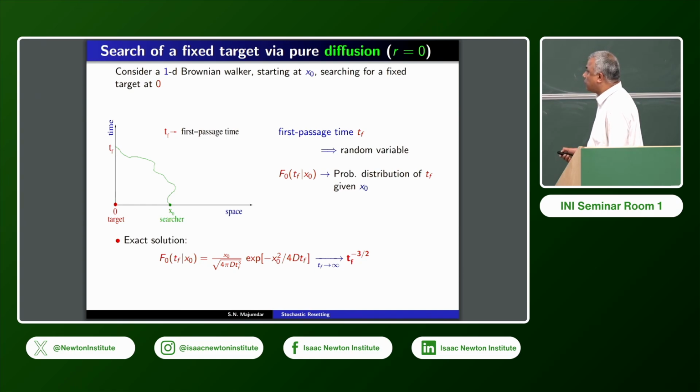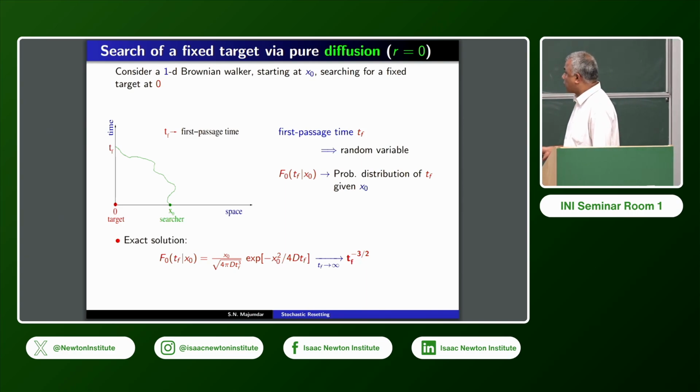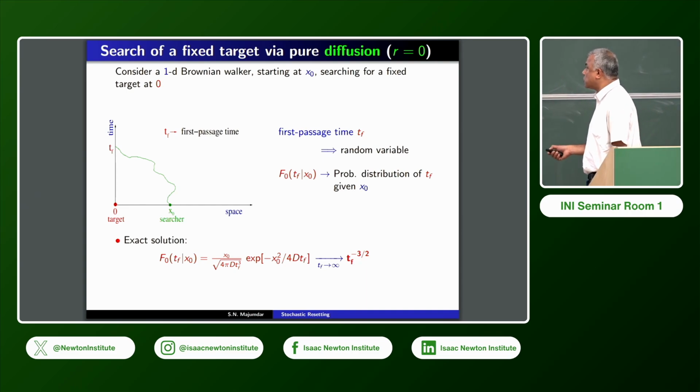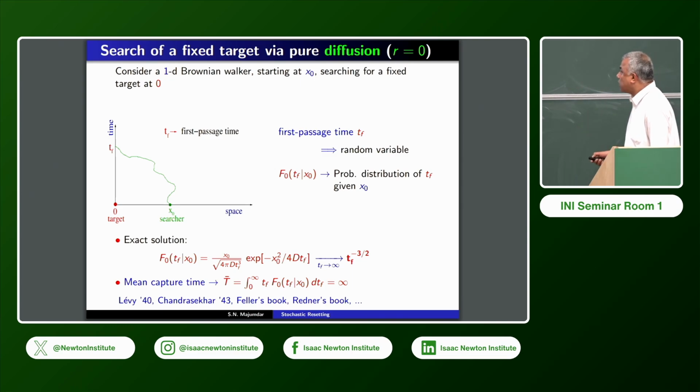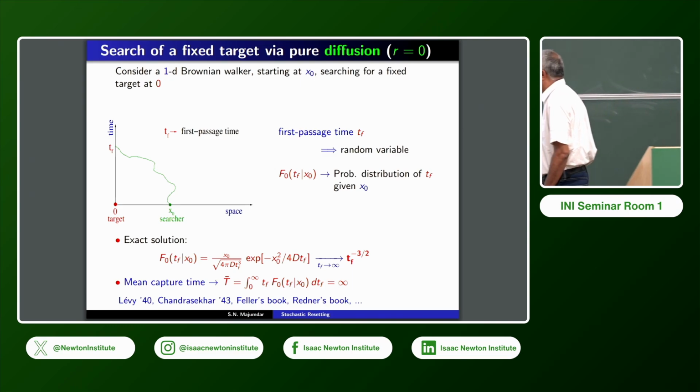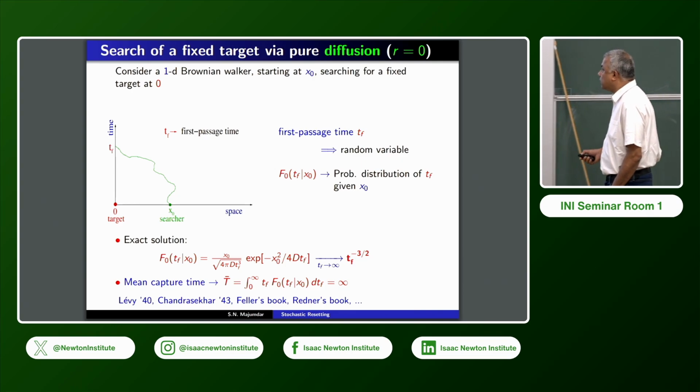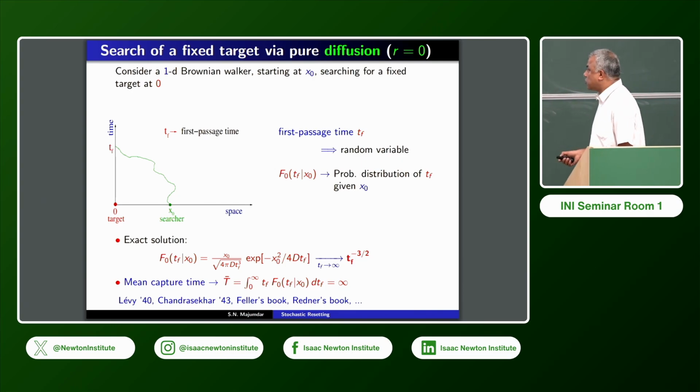This is actually given exactly by this simple formula, and for fixed x naught, if you take the large Tf limit, it has a fat tail, a power law tail, which decays as Tf to the power minus 3 by 2. So the distribution is normalizable, of course, because this is a normalized distribution, but its first moment and all the higher moments are infinite. Okay? So this is a sort of Levy law, essentially. It was first derived by Levy, and then in the physics literature, it was used by Chandrasekhar, and then, of course, you can find it in Taylor's book. This is a very classical result.